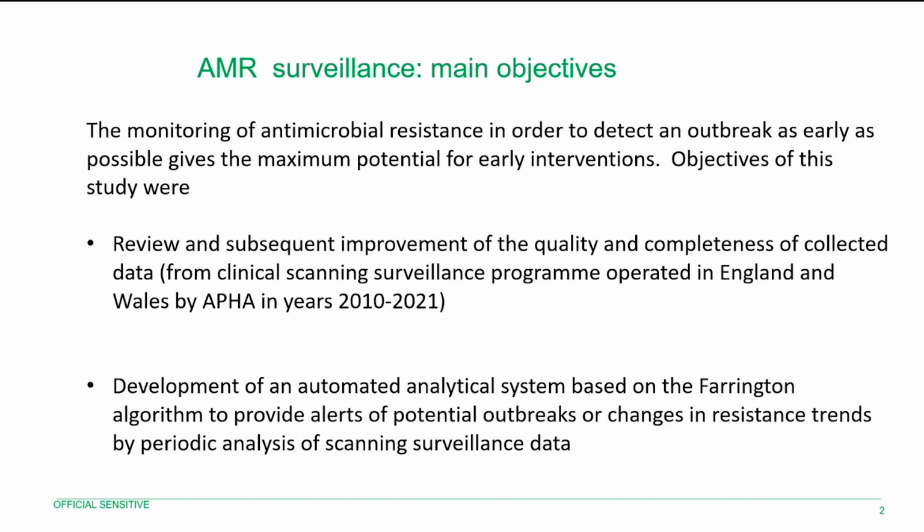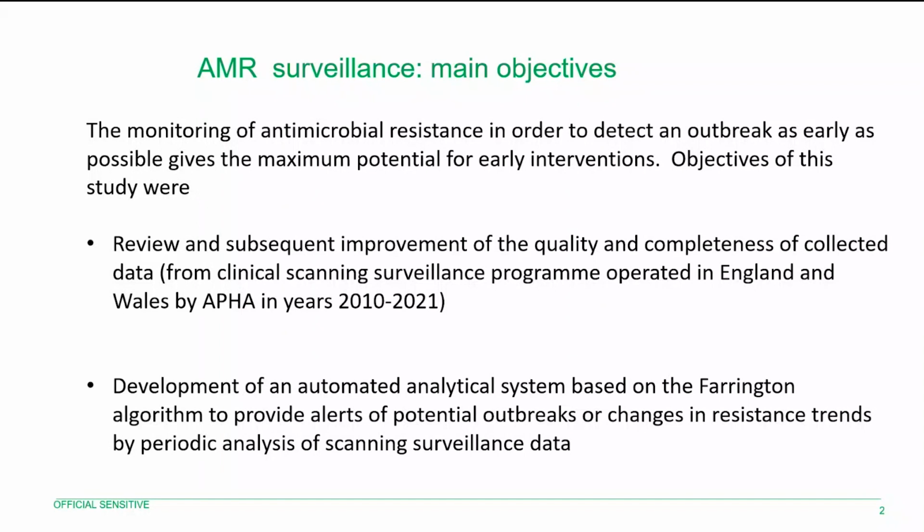Now, the objectives in this project that we've been carrying on were two. First of all, to review and improve the quality of the collected data, which comes from clinical scanning surveillance program through England and Wales, and referred to the years 2010 to 2021. And then the other goal was to develop an automated analytical system based on the Farrington algorithm to provide alerts for potential outbreaks or changes in resistance trends by periodical analysis of the surveillance data.